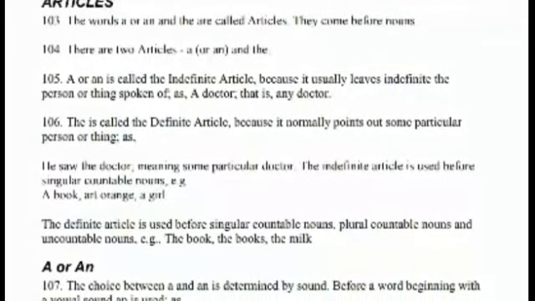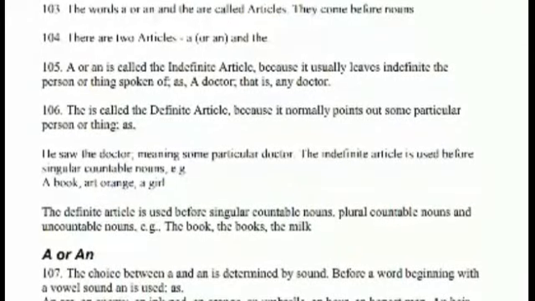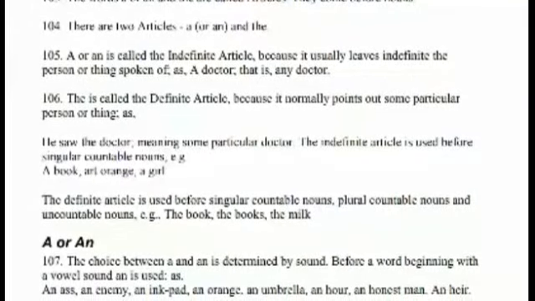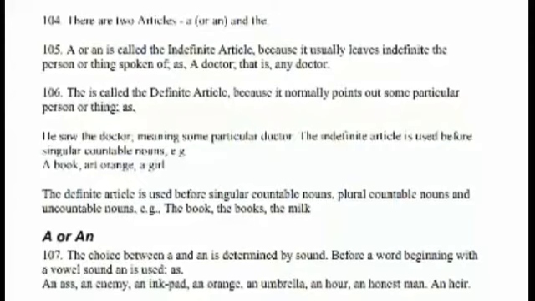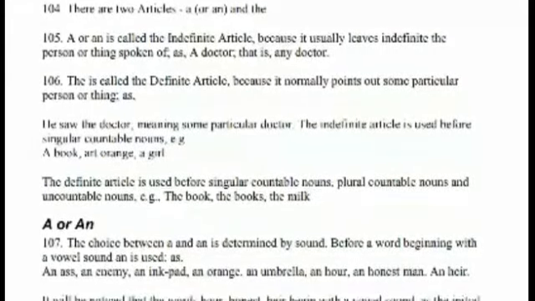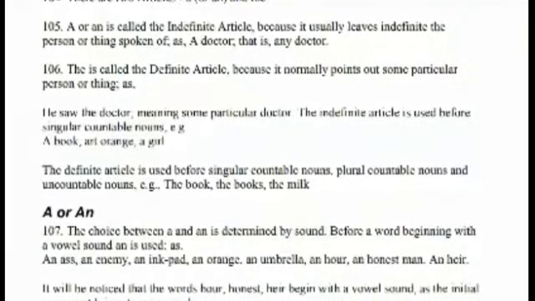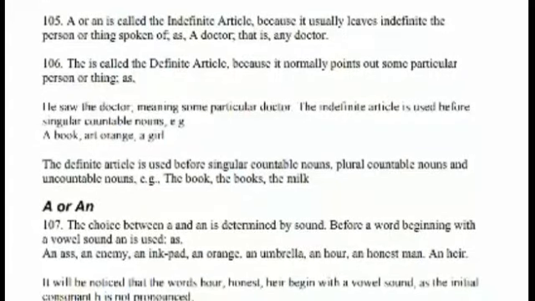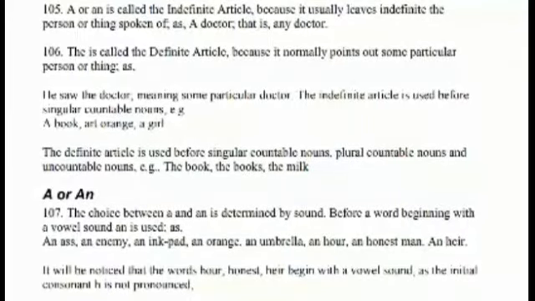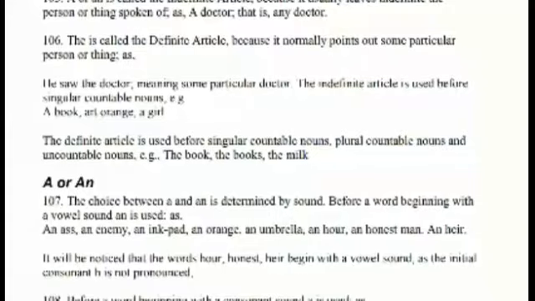A or an is called the indefinite article because it usually leaves indefinite the person or thing spoken of. For example, a doctor, that is any doctor. The is called the definite article because it normally points out some particular person or thing. Example, he saw the doctor, meaning some particular doctor.